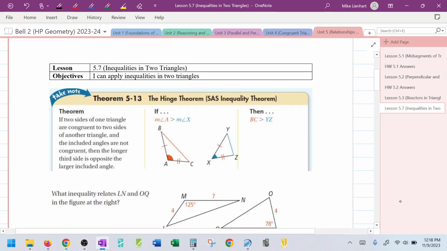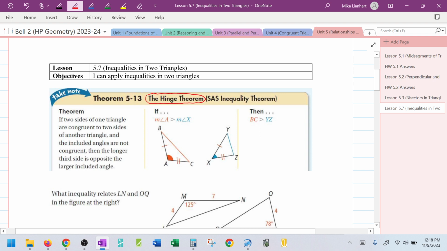This video is about inequalities that occur in two triangles. Even though we're talking about inequalities in two triangles, this lesson is really about the Hinge theorem and the converse of Hinge. In order for Hinge to take effect, we have to have a side-angle-side relationship. In other words, we have a pair of congruent sides, and then the angles between those congruent sides have to be unequal or not equal to each other.